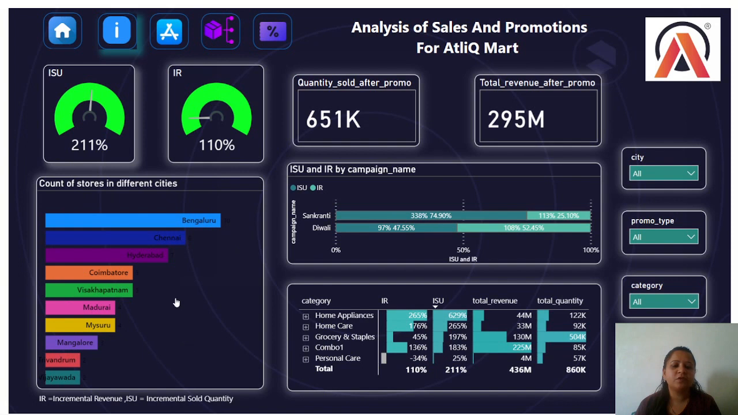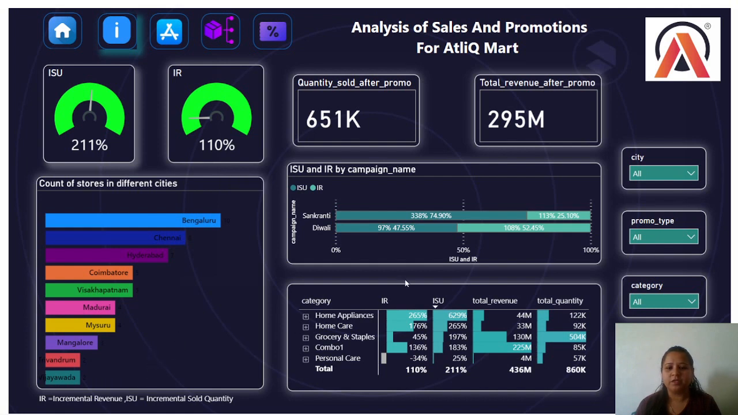Then this graph gives you the count of stores in different cities. As you see, Bangalore has the highest number of stores, a total of 10 stores. Trivandrum and Vijayawada have very few stores, only 2 stores in each of the two cities.